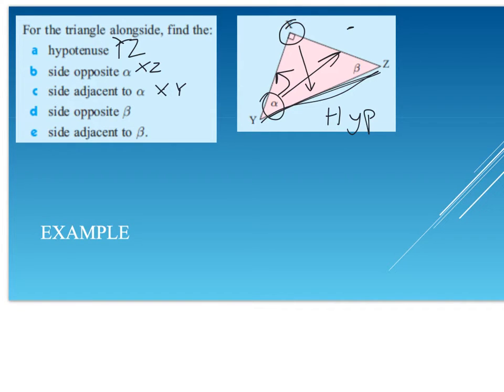So now that we're done looking at our alpha, we need to turn around, and now it wants to ask us questions about the beta angle. So now we're looking at this angle instead, and so the side opposite would be across, so that would be XY. And the side adjacent would be next to, and that would be the side XZ.